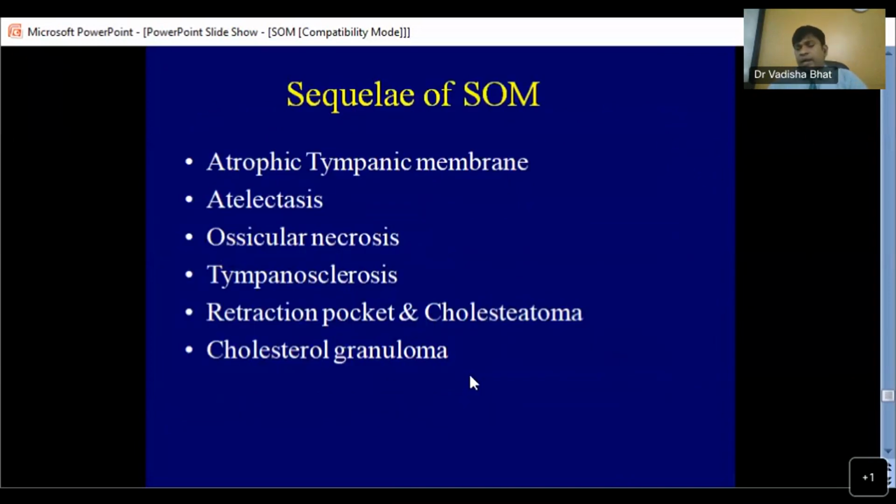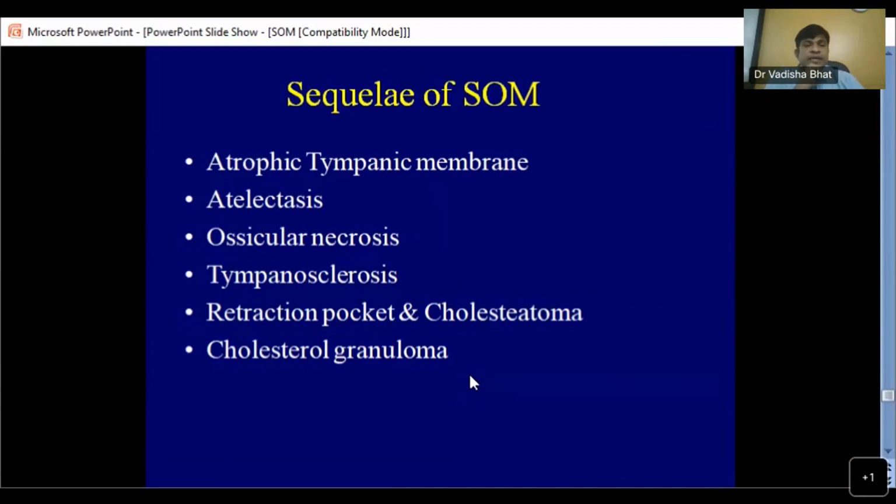Now, what happens if the serous otitis media, or otitis media with effusion, or the mid-ear effusion is not treated? If it remains for a long time, there is a chance that the tympanic membrane can bear the brunt and become thinned out and atrophic. It becomes a thin and atrophic tympanic membrane. The middle ear ventilation is hampered for a long time, hence there is atelectasis.